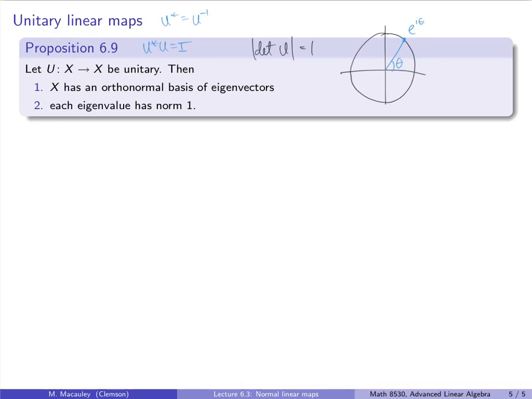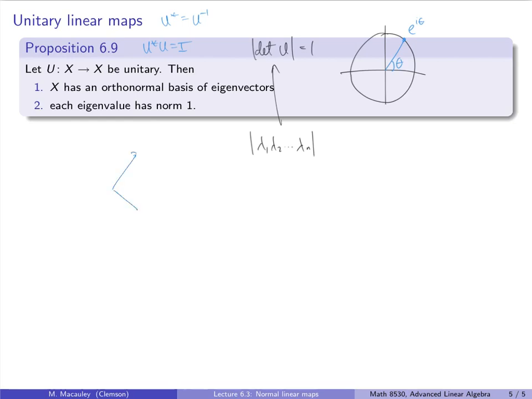But we can actually conclude something stronger than this. The determinant of U is just the product of the eigenvalues, lambda 1 up to lambda n. And I claim that all of these eigenvalues have norm 1. So if they all have norm 1, then their product has norm 1 as well. Proposition 6.9 says that if U is unitary, then first of all, X has an orthonormal basis of eigenvectors. That's because it's normal. And each eigenvalue has norm 1.